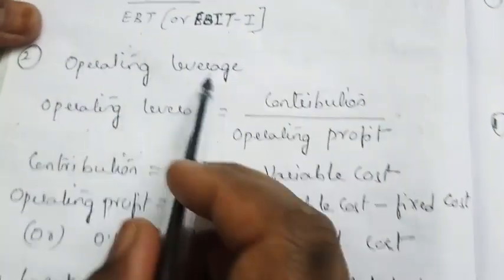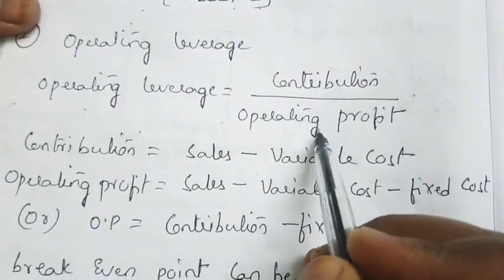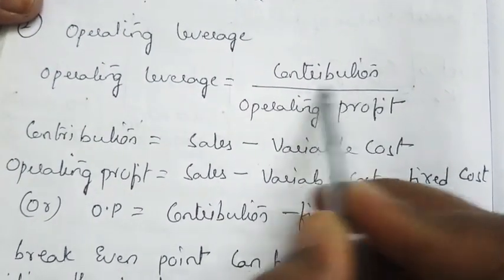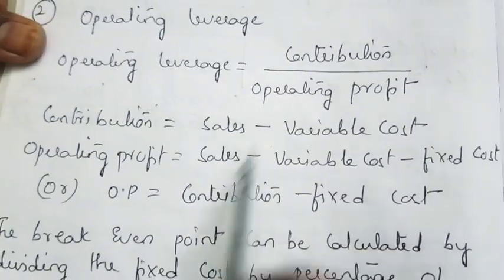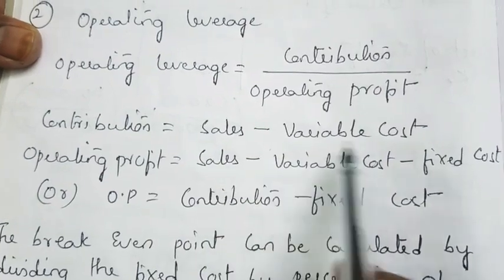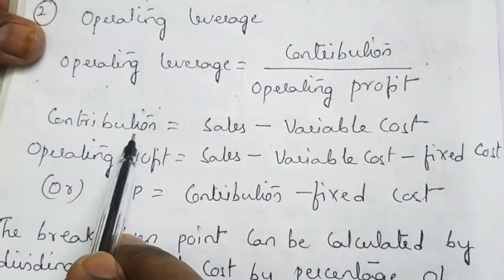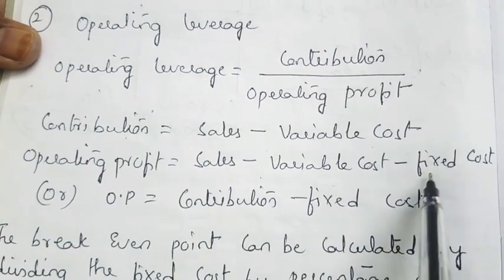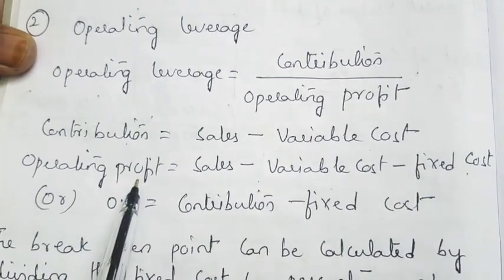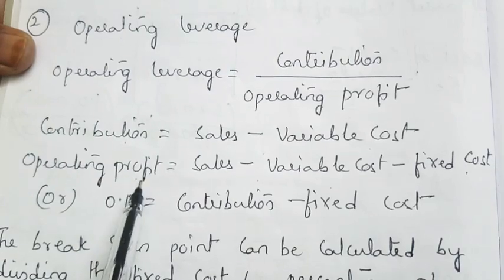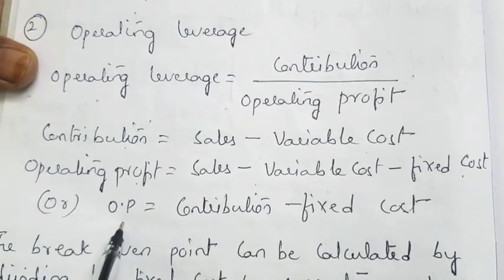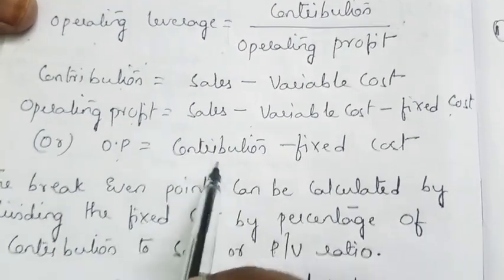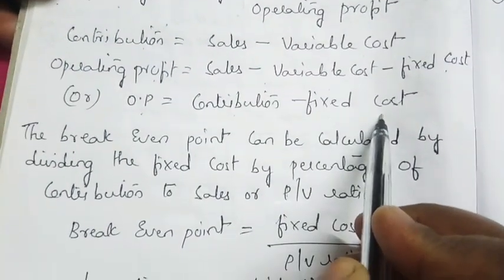Next, coming to the operating leverage. Operating leverage formula, contribution divided by the operating profit. So how are you going to find out the contribution? Sales minus variable cost will give you the contribution value. Operating profit, sales minus variable cost minus fixed cost, will give you the operating profit. Apart from this, there is another option where you can calculate operating profit equal to contribution minus fixed cost.